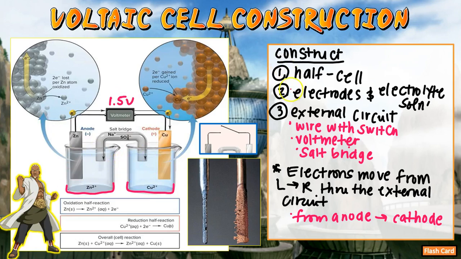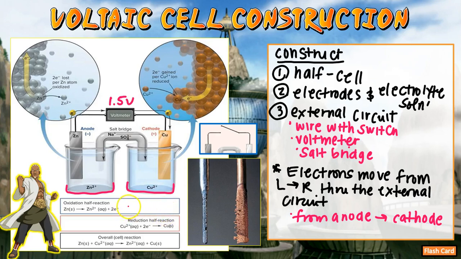When you have your half cells, electrodes, electrolyte solutions, and your external circuit in all its components, then electrons will move from left to right through the external circuit from anode to cathode. So when we talk about electrodes, what are our versions of electrodes? We have the anode, which is where oxidation is going to take place, and then we also have the cathode, which is where reduction is going to take place. Of course, we're going to get into more details as we go along.